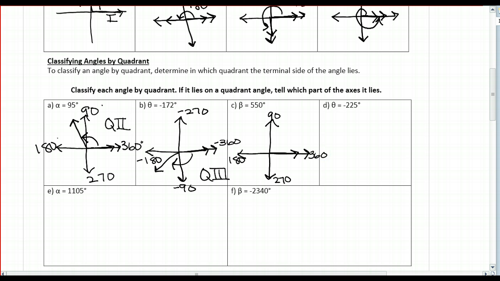Well, what if I keep adding 90? I know this is a quadrant, and a quadrant is the same as a 90-degree angle, right? This from 0 to 90 creates a right angle, so I'm going to add 360 and 90 together to get 450. My next quadrant angle will be 540.